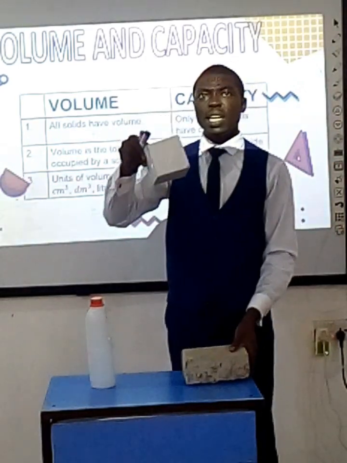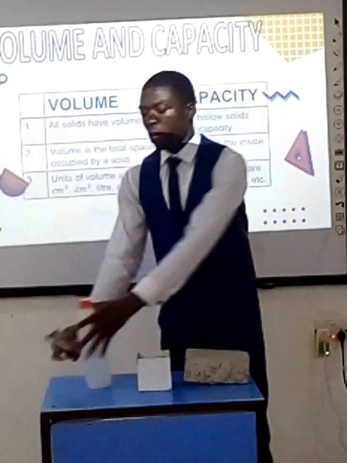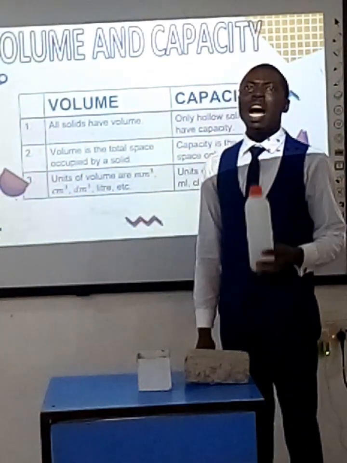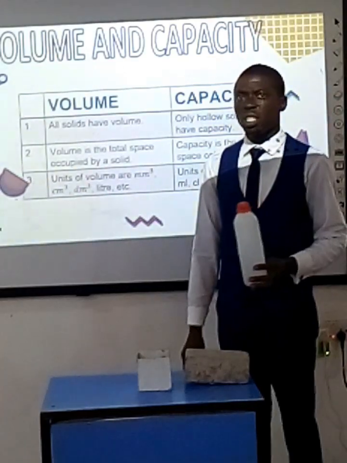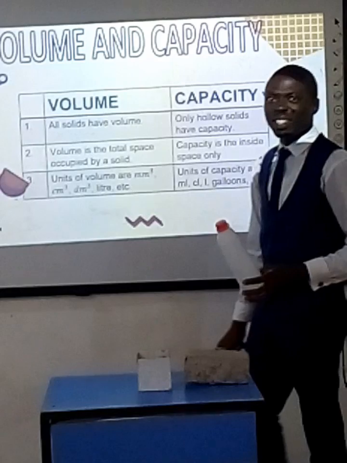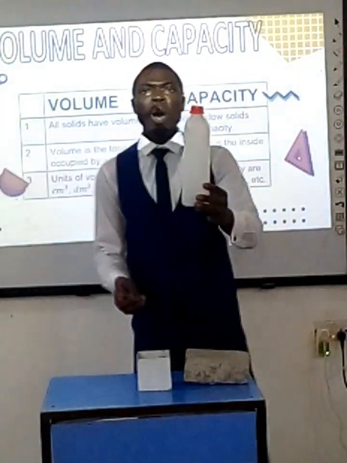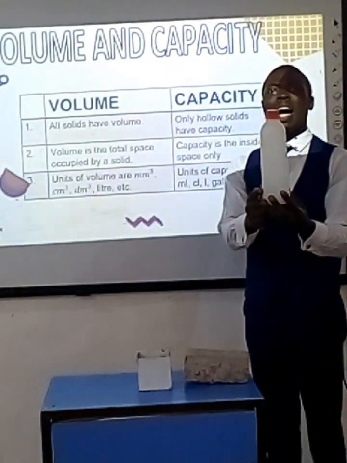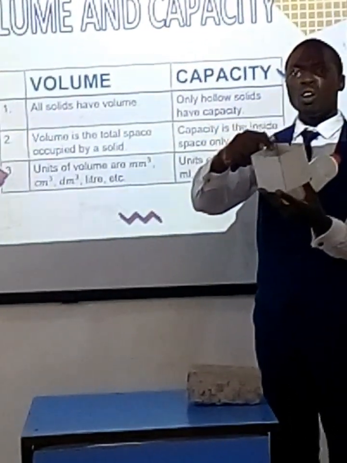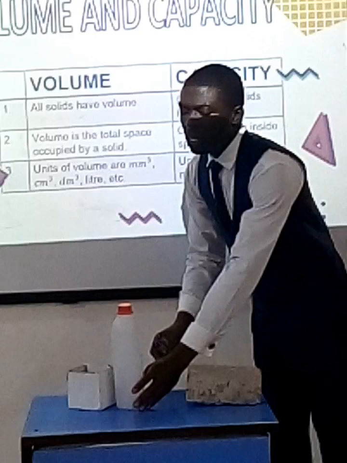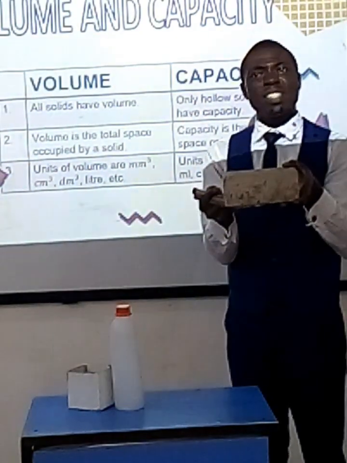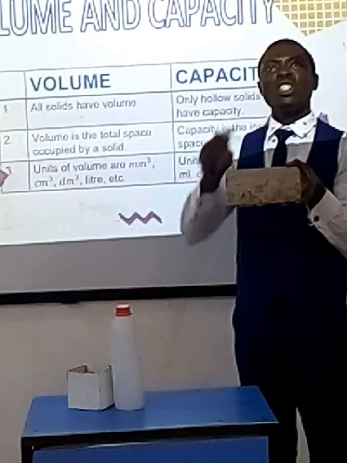This 1 dm cube container here is a solid. What I have here is also a solid. All the physical shapes you have in your houses are examples of solids. Now, only hollow solids have capacity. This one has volume and capacity. This has volume and capacity also. But this one you are seeing here has volume but no capacity. Why? This shape is not hollow.